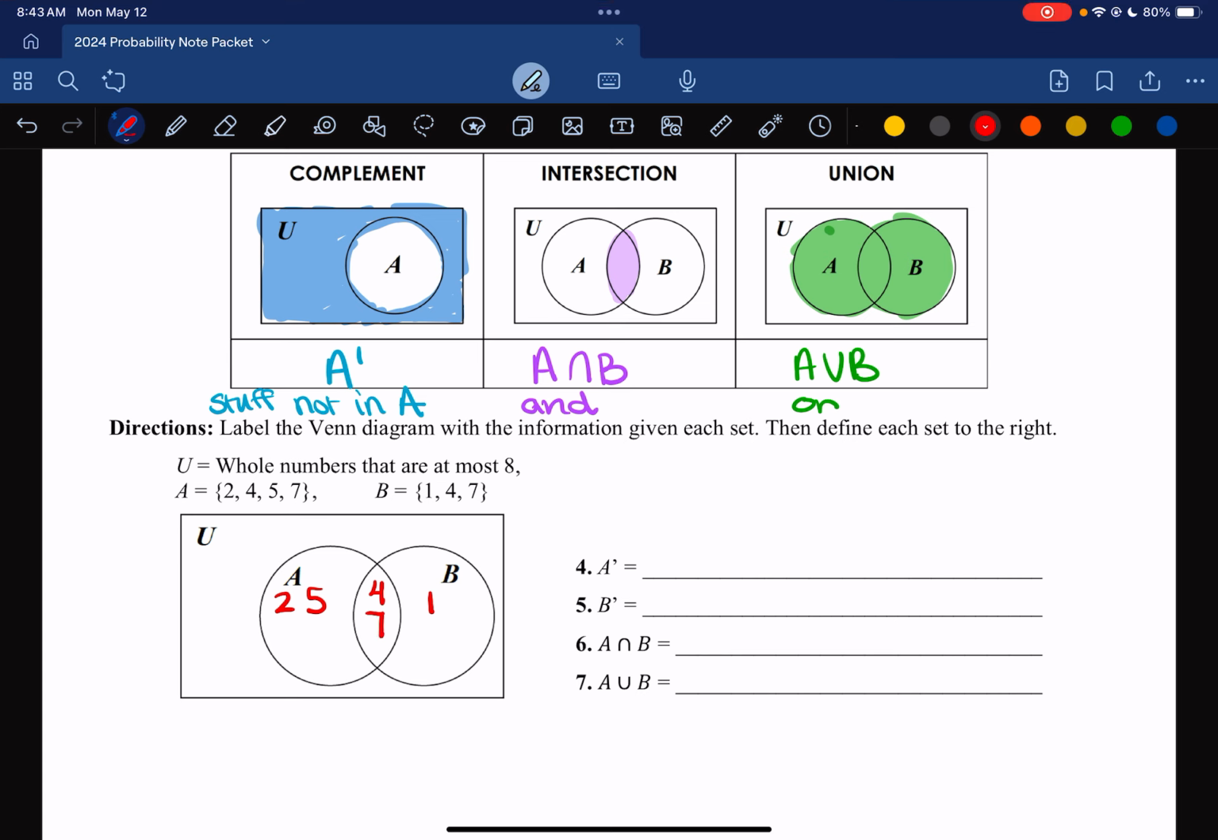So what are we missing? We have 1, 2, we don't have 3, so that's going to be in the universal set. 4, 5, 6, we don't have 6. We have 7, and we don't have 8.